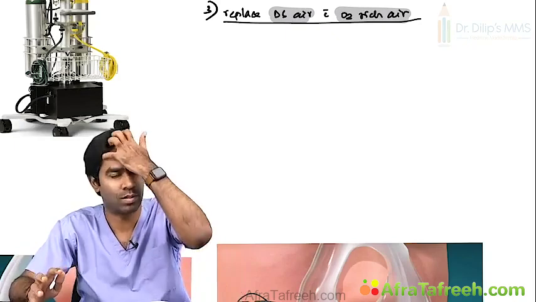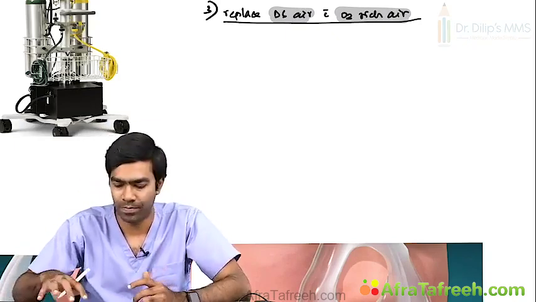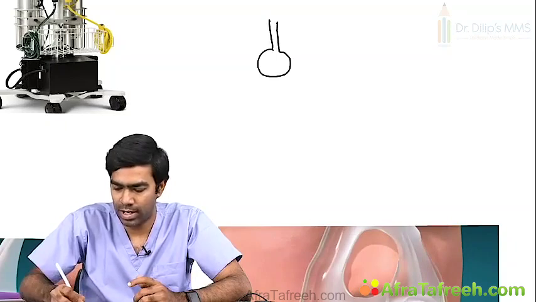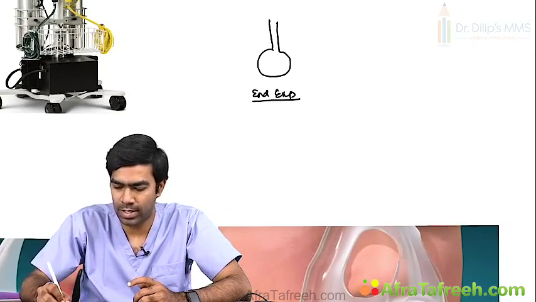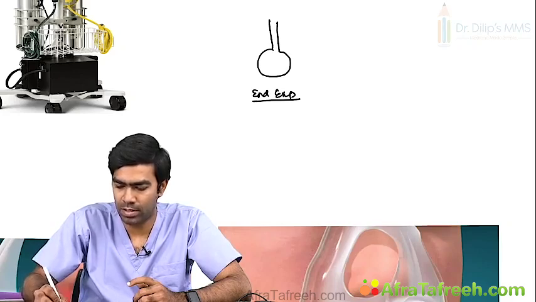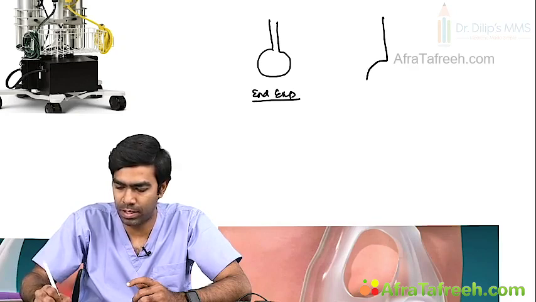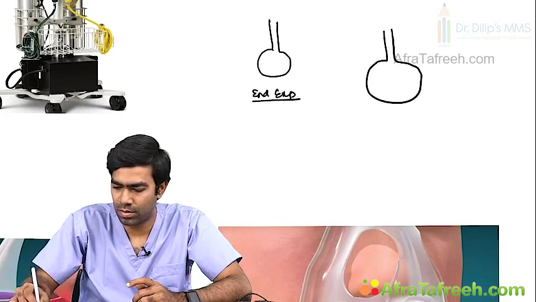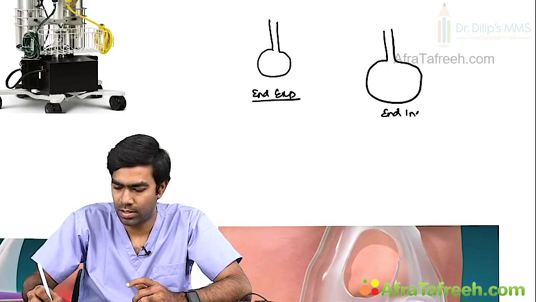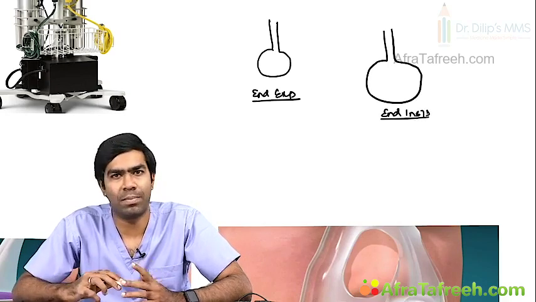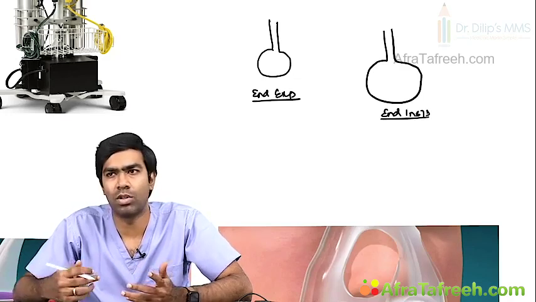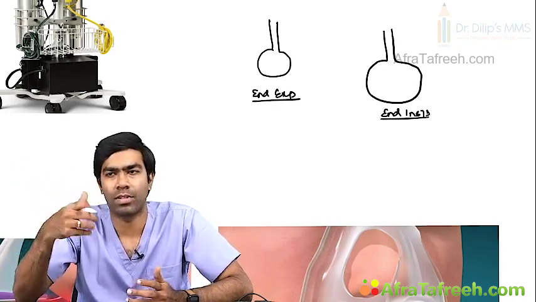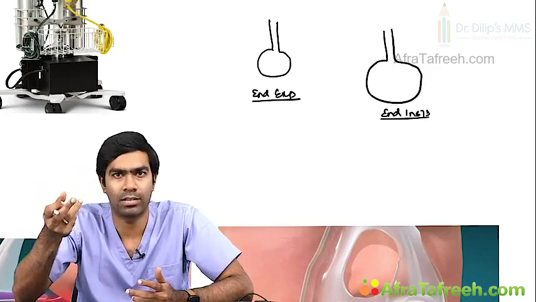So what do you mean by this dead space concept, and how can you replace this with oxygen-rich air? Let me put 2 alveoli. This one is the alveolus at end expiration, and the next is the alveolus at end inspiration, so obviously it will be a little bigger. So what will happen during end expiration? During inspiration, you take in oxygen-rich and carbon dioxide-poor gas, and during exhalation, you are exhaling carbon dioxide-rich and oxygen-poor gas.